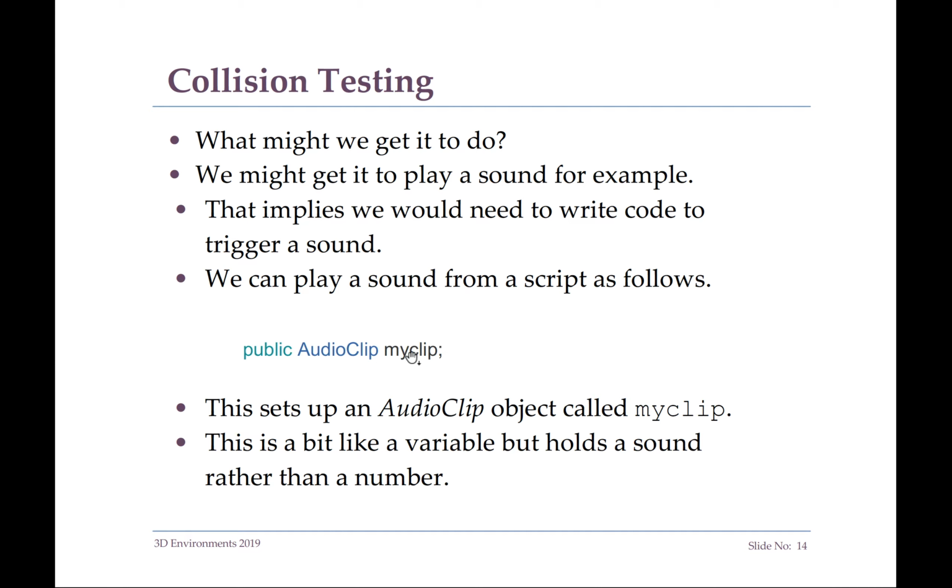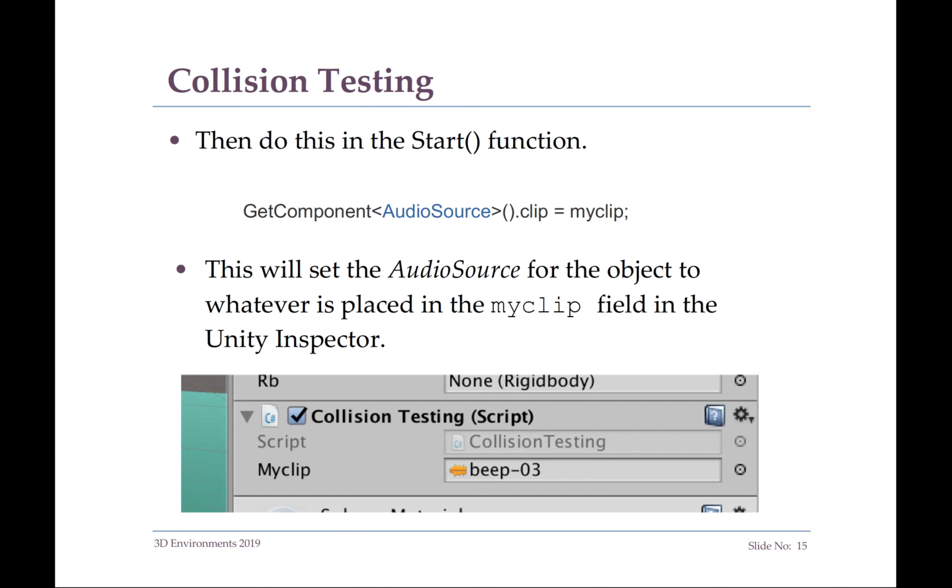So it is called myClip, and it is of type audio clip, and it is public, which means we're going to be able to access it from outside the script. So within the start function, I'm going to show you a complete example of this script in a moment, we put in this line of code. And essentially what this says is, find the audio source component in the object and set it to myClip.